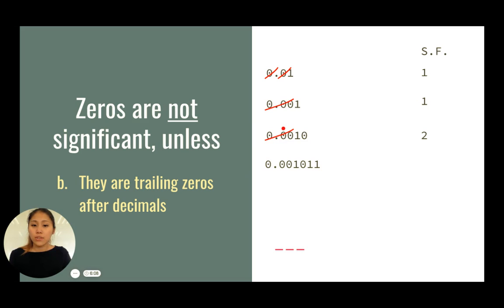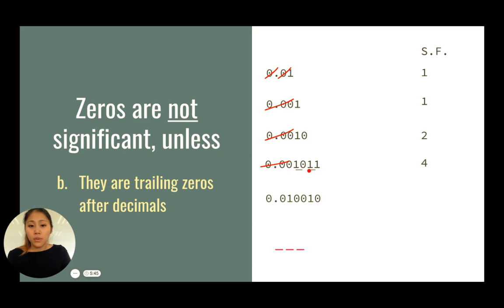Now let's take a look at this. We know the first 3 zeros are not significant. This 0, although not trailing, is after a decimal. We would say that this one is not significant, but because this 0 is sandwiched between 2 1s, this makes it significant. So here we have 4 significant figures.